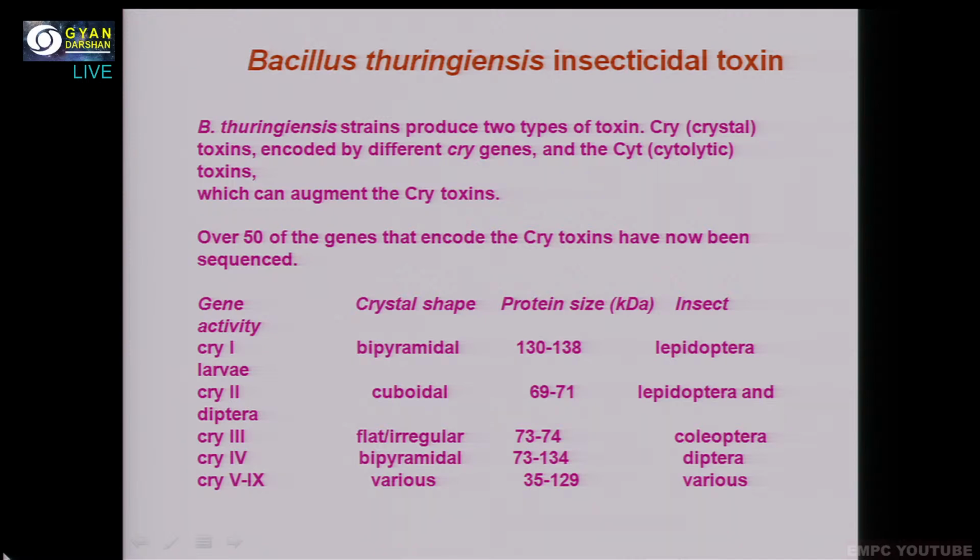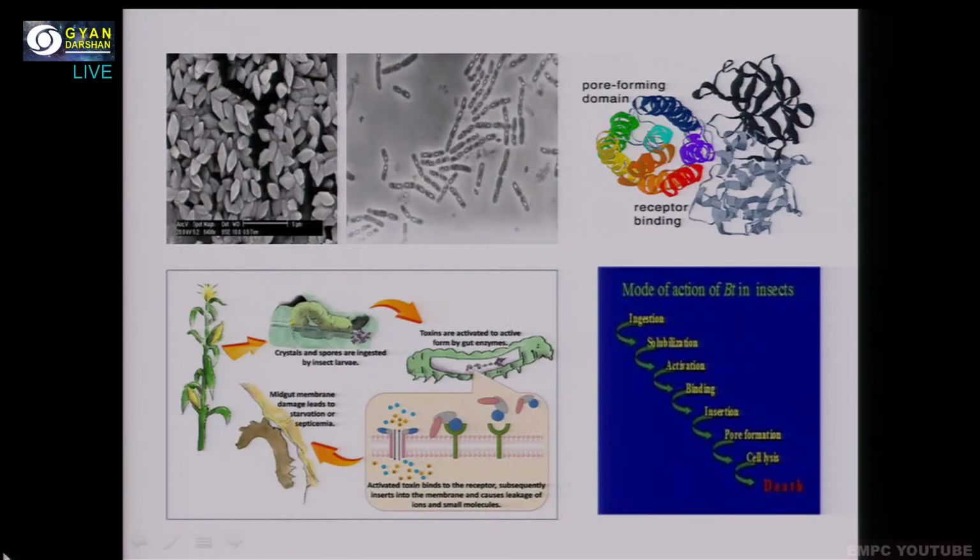Now you can see here that there are different cry genes, cry 1, cry 2, cry 3, cry 4, etc., which we won't discuss in much detail. The thing is that we are interested in the cry gene. Now you can see how this cry gene actually looks. It has a pore forming domain and it has a receptor binding domain.